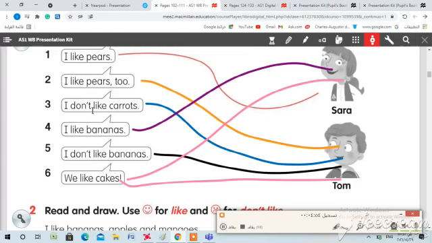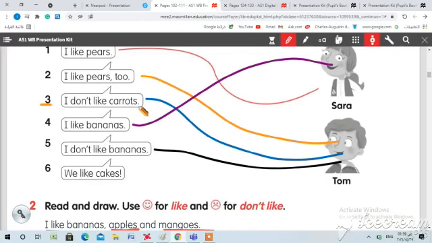Number 3, I don't like carrots. أنا لا أحب الجزر. We have to match it with Tom. Tom says, I don't like carrots.